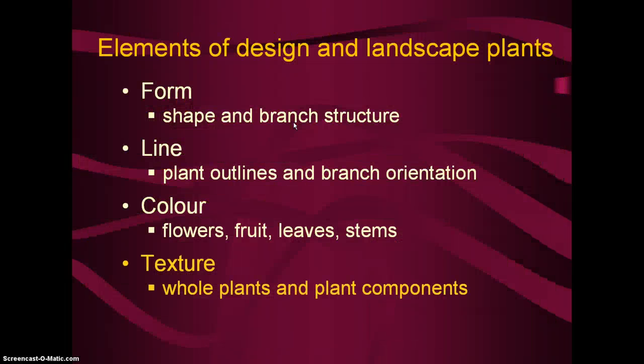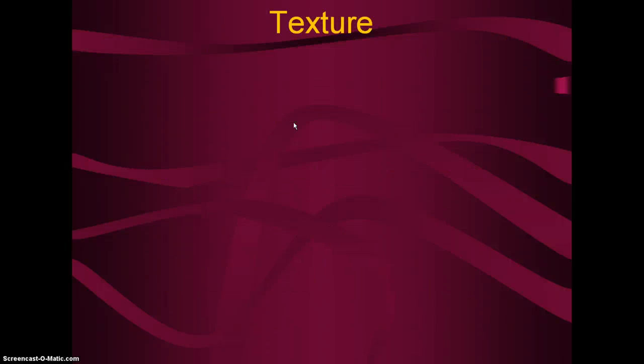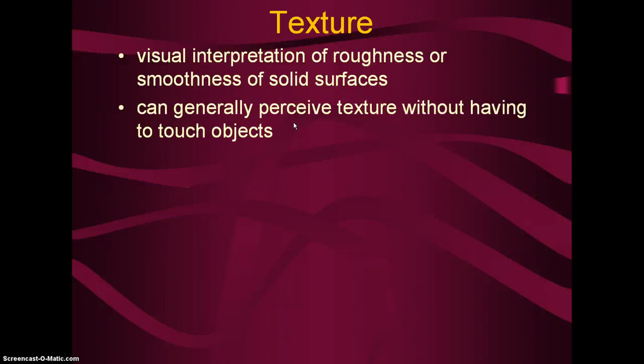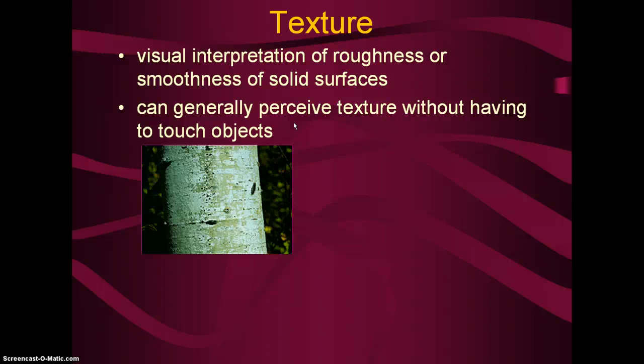The last element I want to talk about is texture, and this is related to not only the whole plant but also the plant components. Texture is one of those underutilized elements sometimes. First of all, let's start with looking at objects. When we look at an object, we can actually perceive texture without even having to touch the object. Our brain can interpret texture as being, say, smooth or rough just by looking at it, but of course touching it is the ultimate way to tell. So it is a visual interpretation of whether something's rough or smooth.